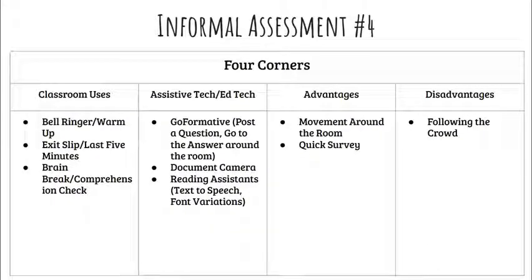The last informal assessment is Four Corners. Four Corners can be used with bell ringers or warm-ups, exit slips, or like a last 5-minute activity. And then also I've used them as brain breaks and almost like a quick comprehension check. I've used them with Go Formative, where I post a question and they have to go to the answer wherever they answered around the room. I've used it with a document camera, showing the question up on the board. And then if you need a reading assistant, you can have text-to-speech and then also font variations, make it larger or change the color.